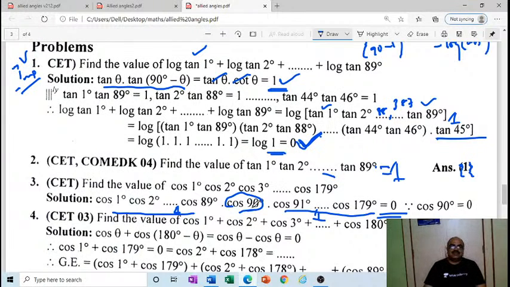Next. Cos 1 plus cos 2 plus cos 3 up to cos 180. Cos theta plus cos of 180 minus theta. How do you write it? Cos theta as cos theta, cos of 180 minus theta is minus cos theta. Cos theta minus cos theta is 0. Cos theta plus cos of 180 minus theta is 0. Can you remember this?